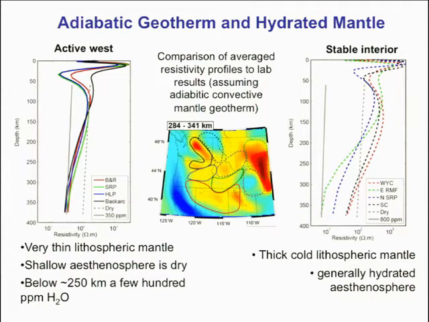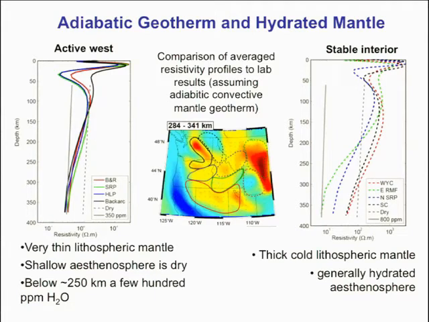And I put on here a conductivity profile that you would expect from the lab experiments for dry olivine. And here, a profile with 350 ppm water. And the conclusion is that in the active west, basically by 70 or 80 kilometers, you're seeing conductivities which are very consistent with asthenospheric mantle temperatures and actually a dry asthenosphere. So our interpretation is that basically here we're seeing a very, very thin lithospheric mantle, and essentially in shallow depths down to a few hundred kilometers, essentially dry asthenosphere. But at greater depths, some hydration is required in order to match the conductivity.